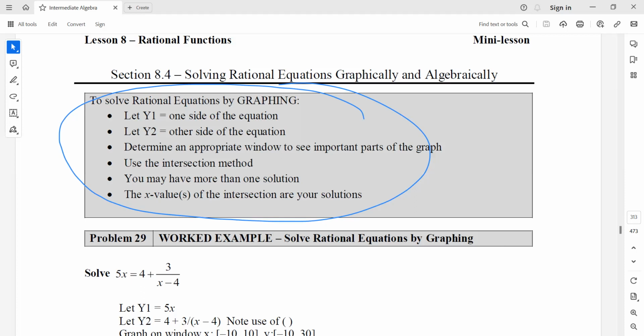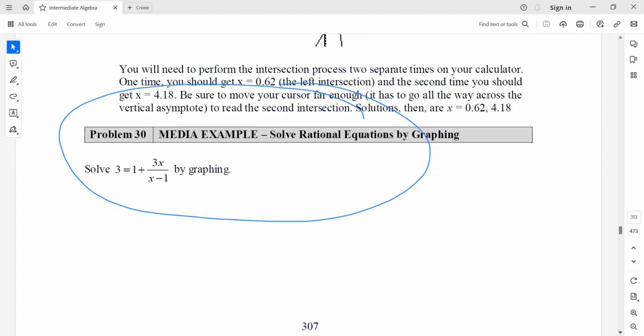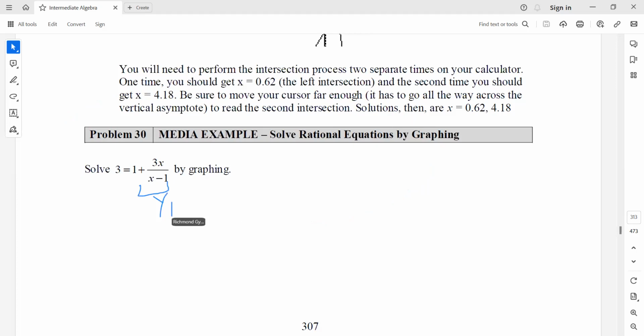Now, problem 29 is a worked example, so I'm not going to be going over that. Problem 30 is a media example, but I want to go over that. Now, it says that we should solve this by graphing. So we have to go to the calculator and then use the calculator to solve this. Now, to solve this with a calculator, I'm going to do y1 for this and then y2 for that.